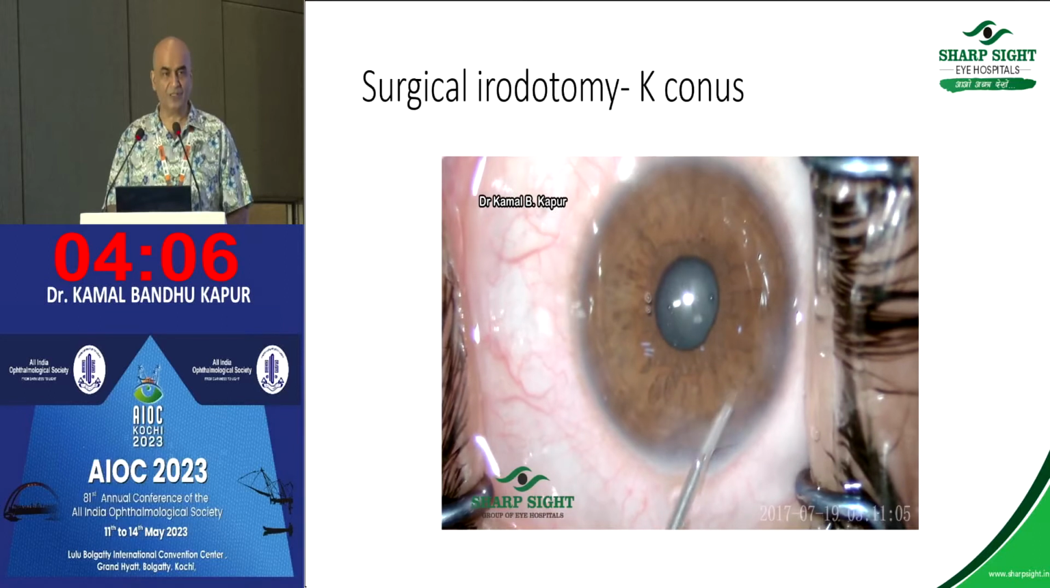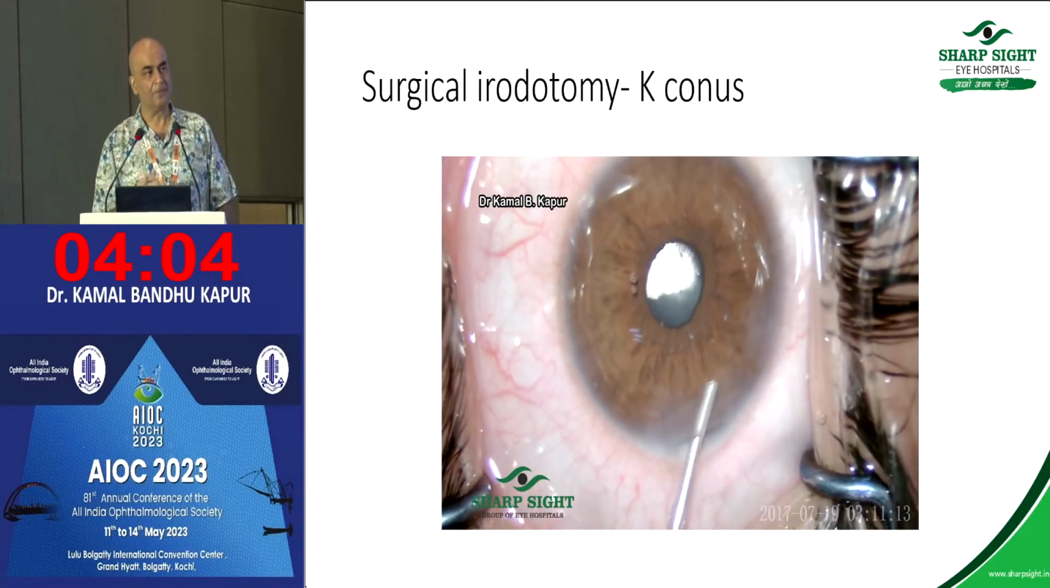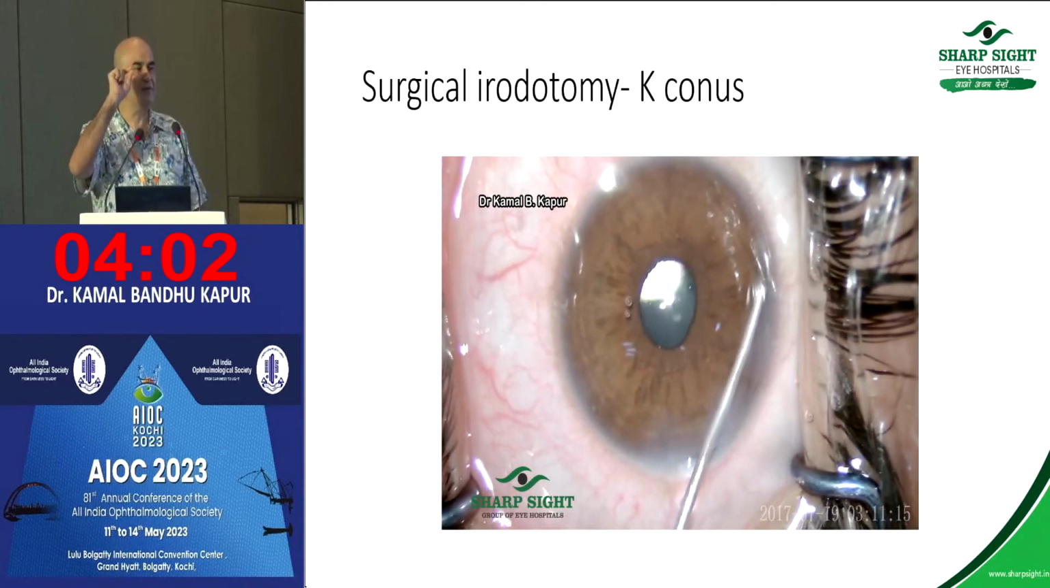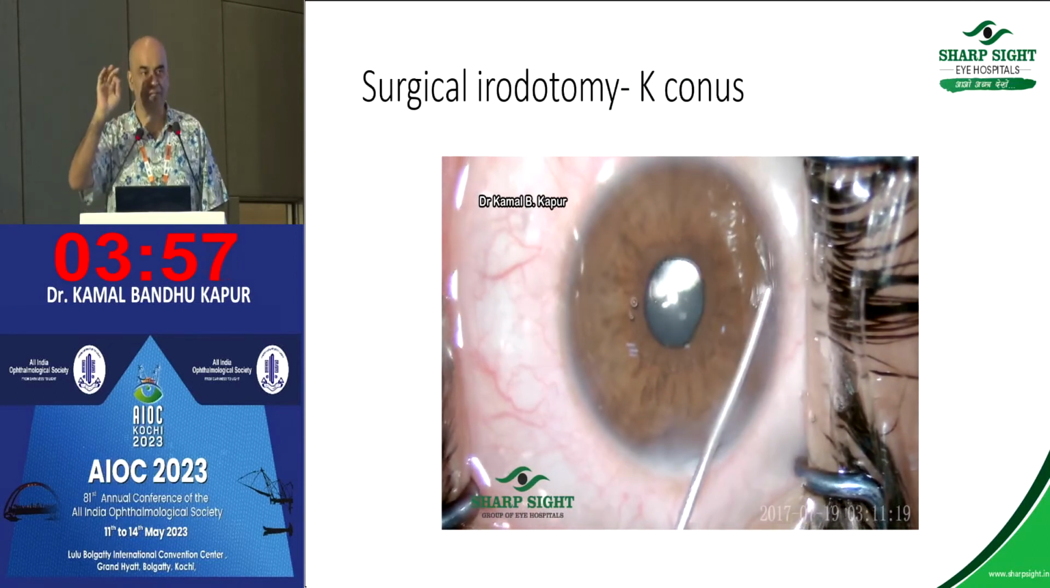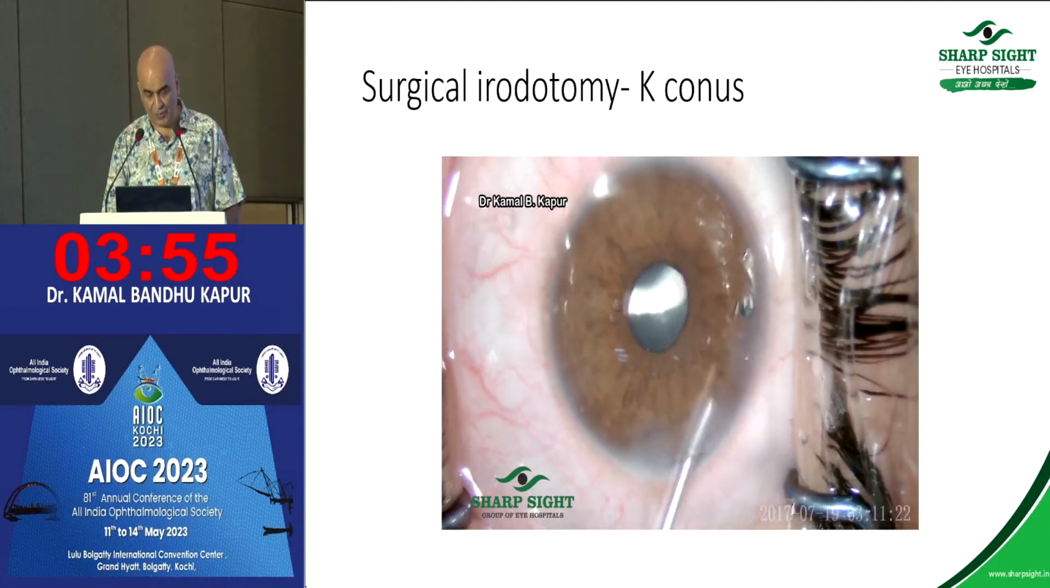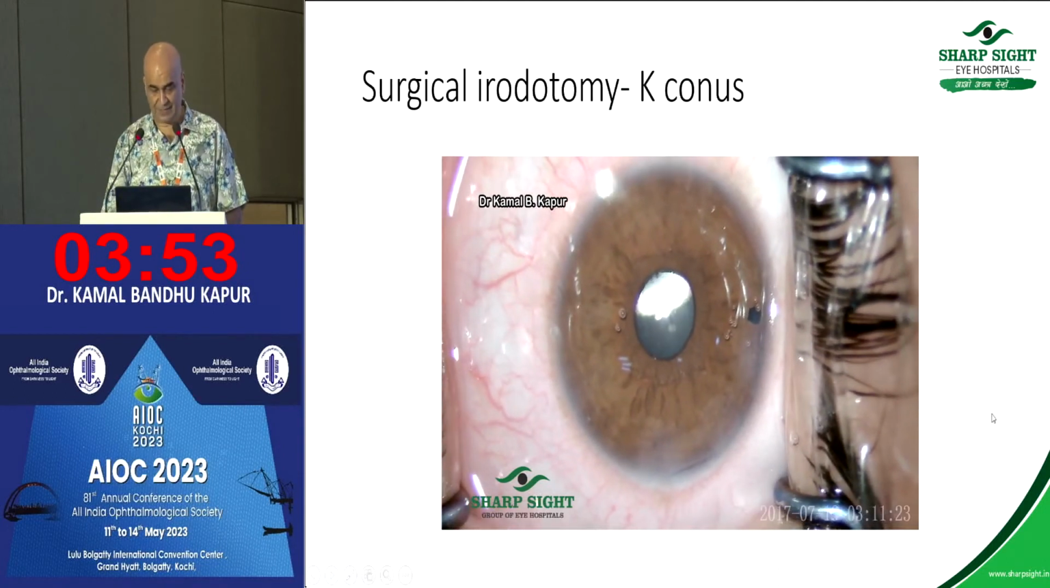So what I do is I do my irrigation aspiration first, and only a small amount of viscoelastic, only in the area where I want the iris to be pushed back. I go there, so this saves time for me. I just go there and create a PI, and the situation is over.